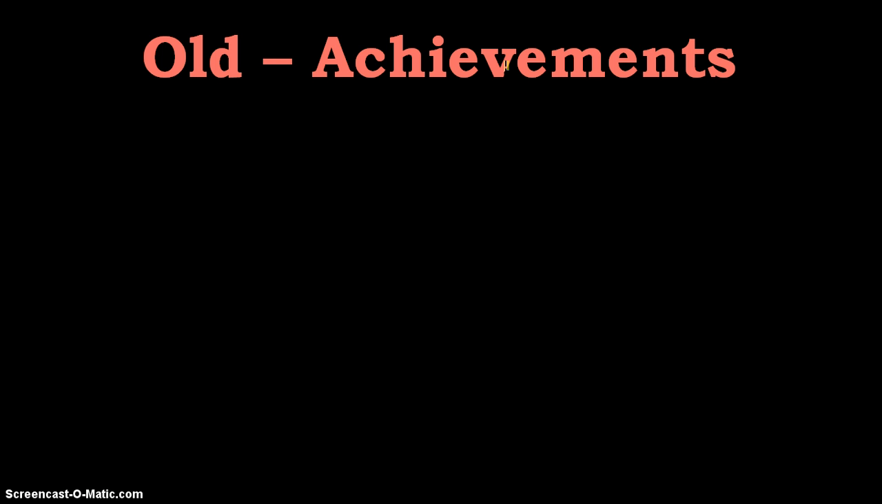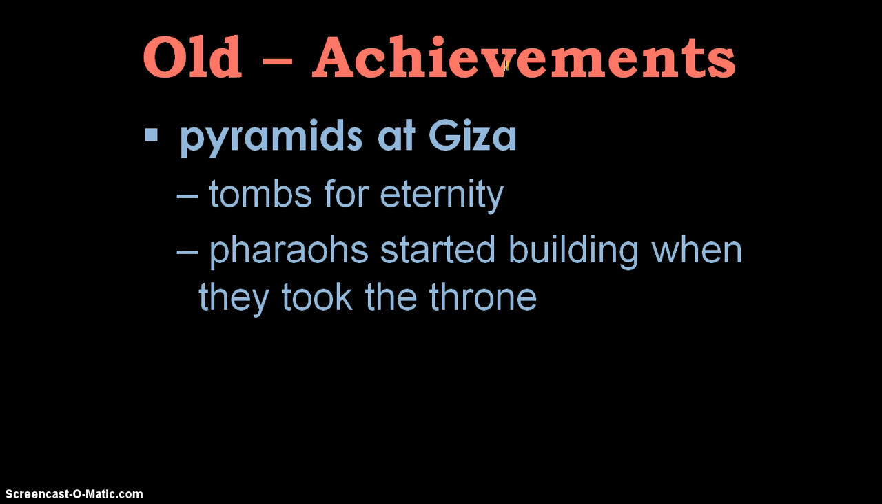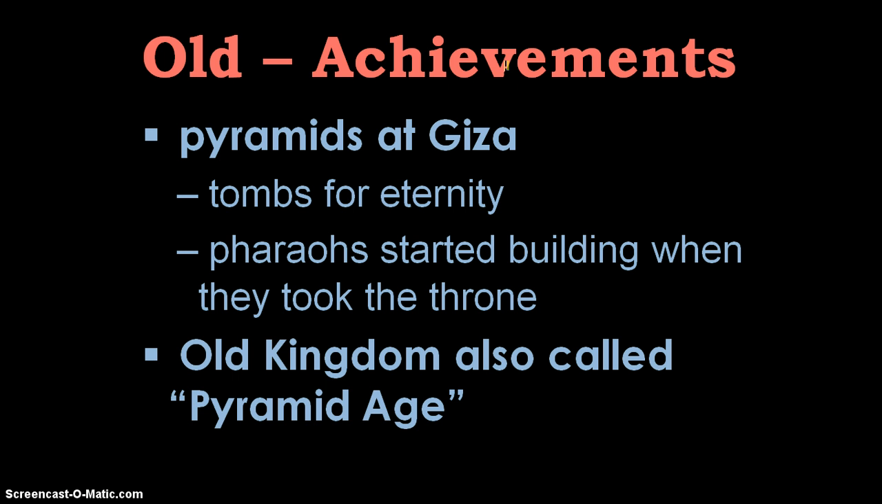All right, also still in the Old Kingdom, their achievements, the most famous ones, right? The pyramids at Giza. And these are tombs for pharaohs. So pharaohs believed, all the Egyptians believed that in order to have a good afterlife after you died, you had to kind of bring everything with you. And the pharaohs thought that if they were buried in a pyramid, then they would have a good afterlife. So they're giant tombs to these pharaohs, and because it was so important to have a good afterlife, these pharaohs would start building them right away, right when they took the throne. Okay, we also call the Old Kingdom the Pyramid Age because of this.